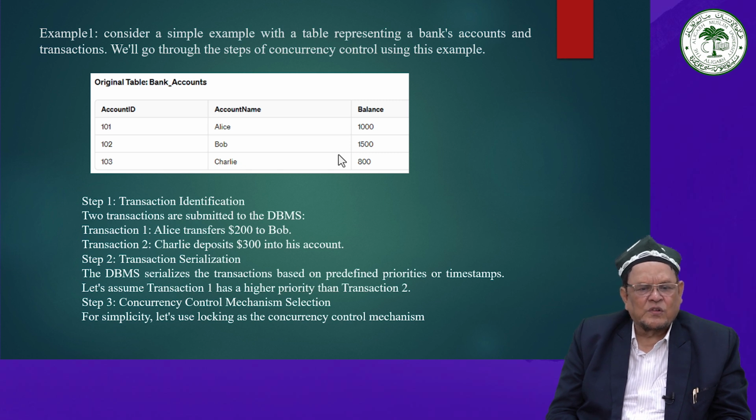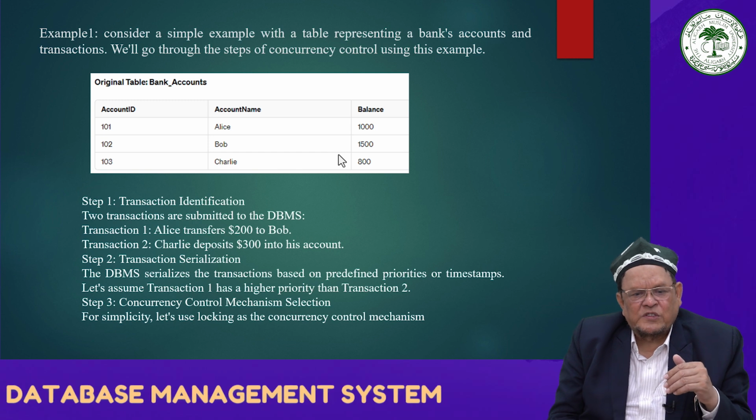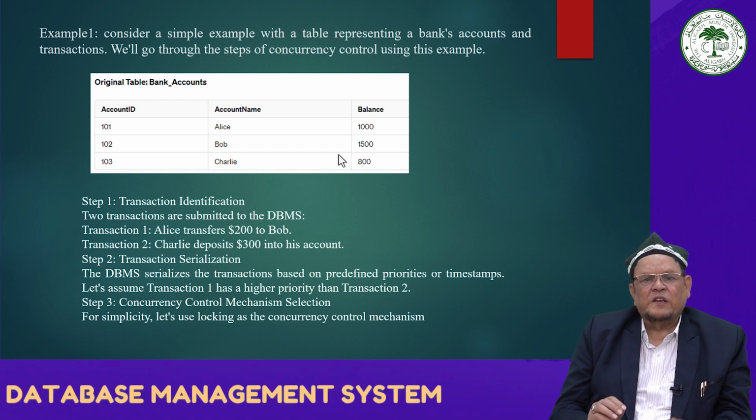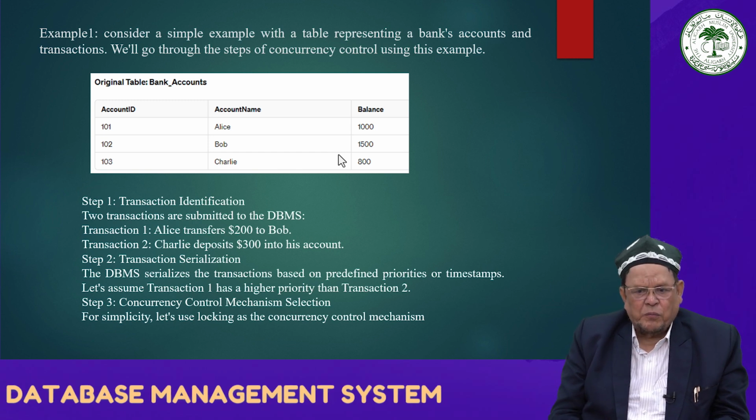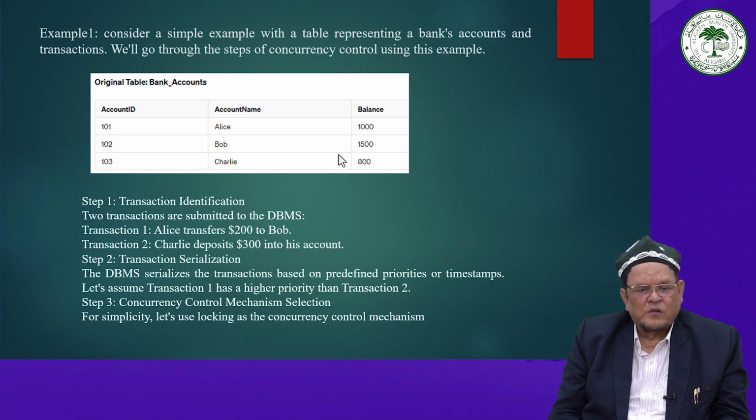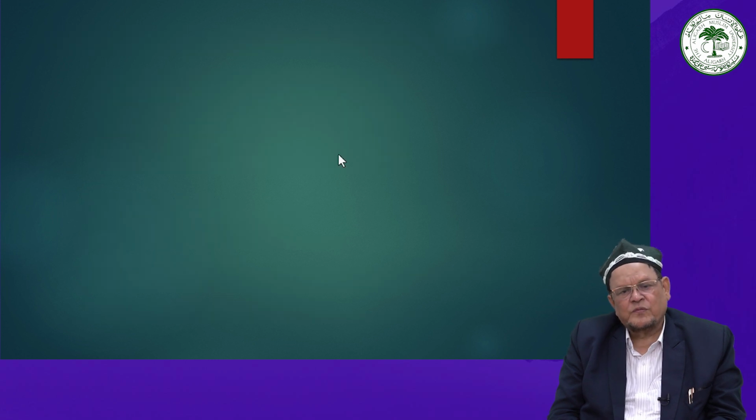Step 2, transaction serialization. The database management system serializes the transactions based on predefined priorities or timestamps. So let's assume transaction 1 has higher priority than transaction 2. Step 3, concurrency control mechanism selection. Let's use locking as the concurrency control mechanism.